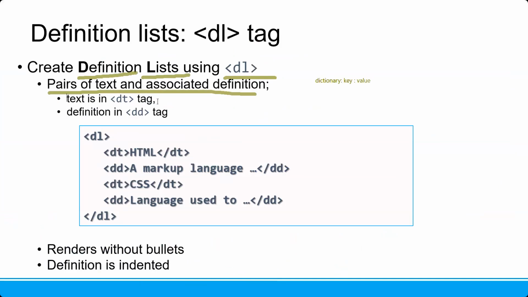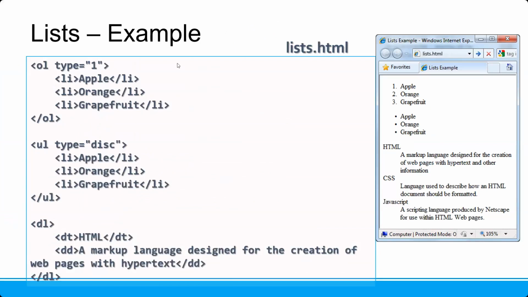So for example, text in DT: I want to explain about HTML, and I want to make the definition in DT. So the definition is, it is a markup language of something. And DT is the text CSS, and then the language used for something. In the DL, it is a list that is rendered without bullets, and every text will be indented. It will be indented like this one in the result. Yeah, let's see.